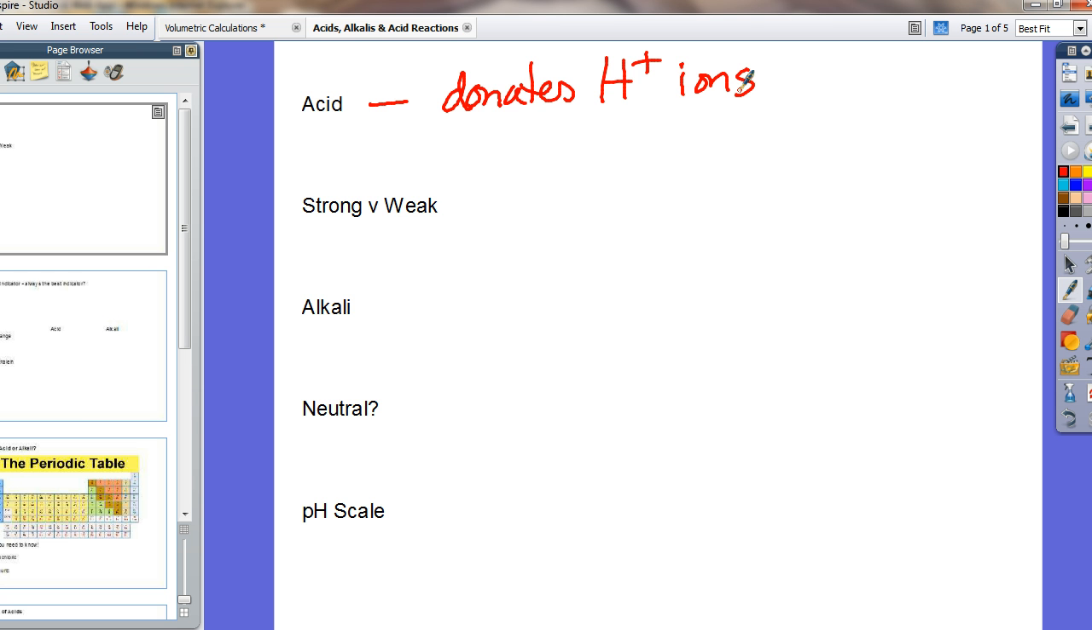Now, if you actually look at an atom of hydrogen, you'll find that it's made up of one proton and one electron. And if it's a positive hydrogen ion, that means it's lost its electron. So therefore, a hydrogen ion, an H plus ion, is simply a proton. So acids can also be referred to as proton donors.